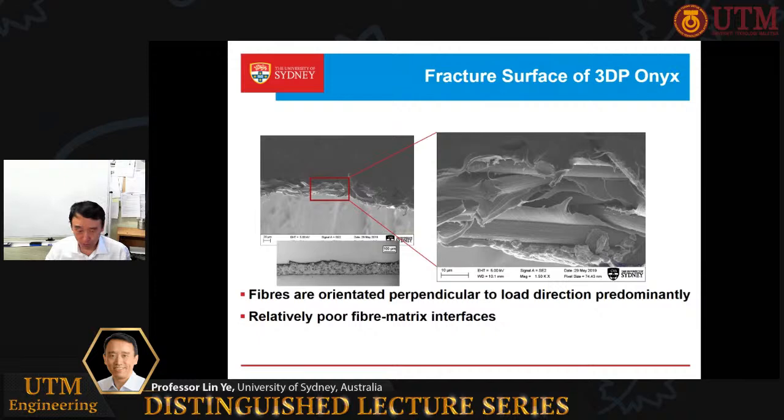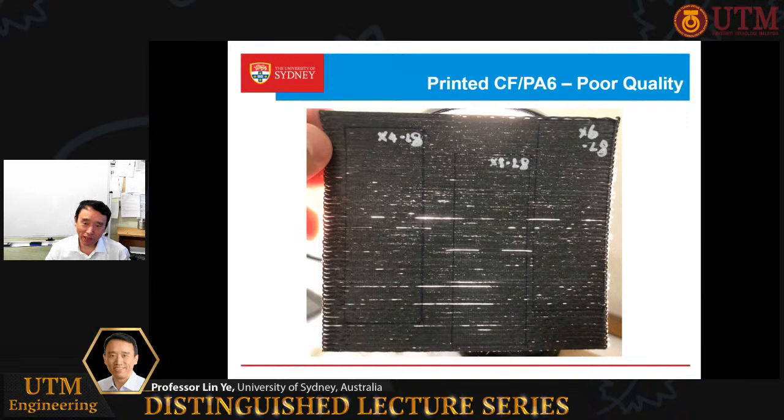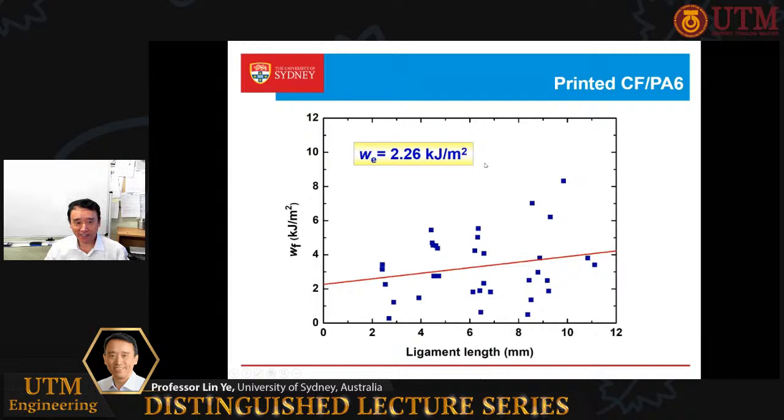So we move further. Now we have a continuous fiber composite. That's probably what I like to see. Because I always think if you want to make something stronger, you need a continuous fiber composite. But here you can see it's a single layer in-plane printed material, and it already has a defect. Clear defect here, so we weren't able to do any meaningful characterization. Even though we tried, it doesn't mean very much. You have a much larger scatter in terms of the fracture energy. Some already approach zero, some larger, in terms of ligament length.